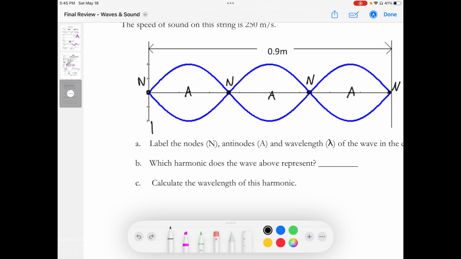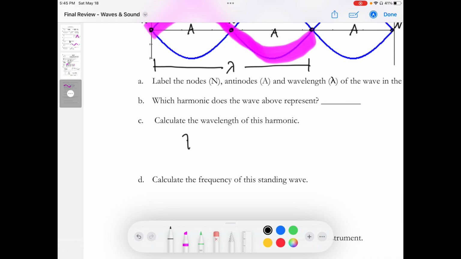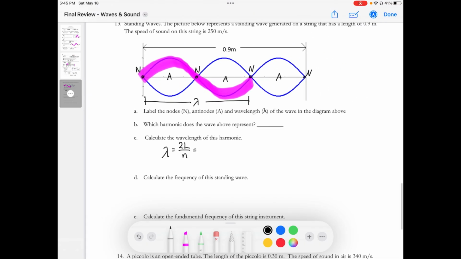But that's not true. A wave is still one complete up and down, so my wavelength should be two complete antinodes. That's why when I do this equation in a second for wavelength, it has this 2 in there for seemingly no reason. The 2 is because it takes two antinodes to make one complete wave. It doesn't count the reflection over here.